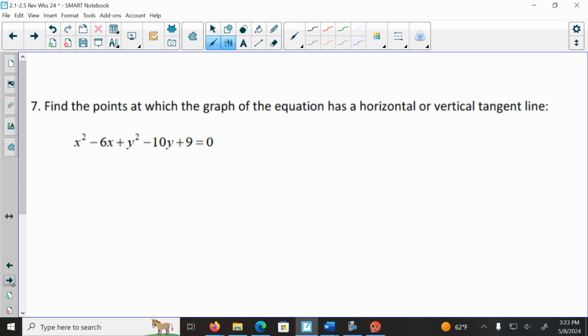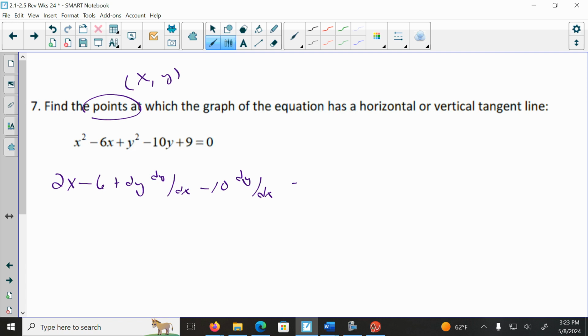Okay, the next one, find the points. Points means that you're going to give an xy, just verifying that you remember that, at which a graph has a horizontal tangent line. So I am going to first find the slope, to find the horizontal and then vertical tangent line. So this will be 2x minus 6 plus 2y dy dx minus 10 dy dx is equal to, the derivative of 9 is 0, so this is going to equal 0.